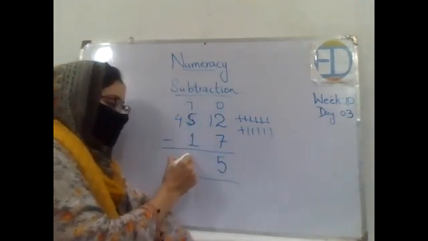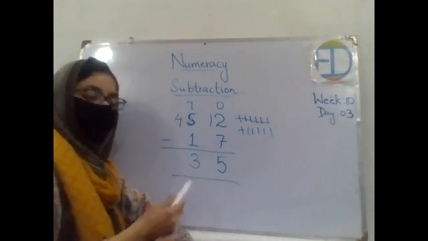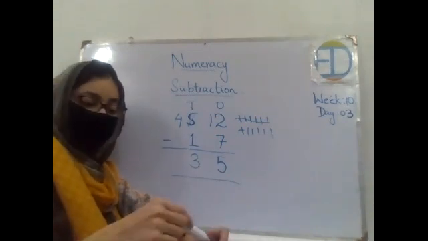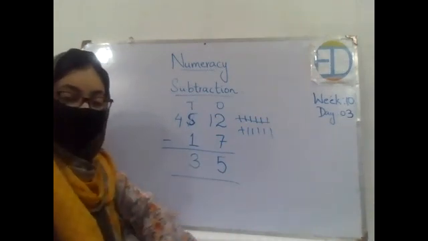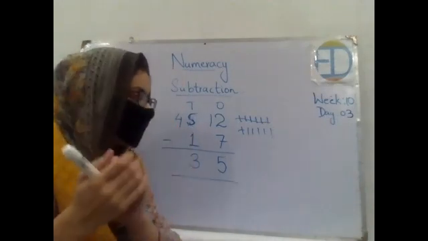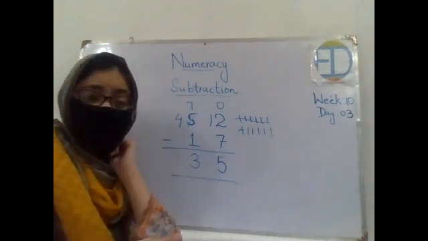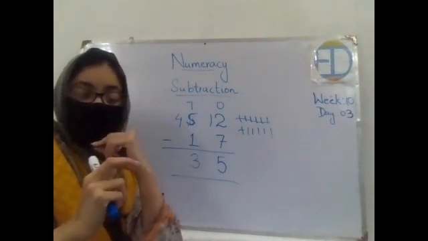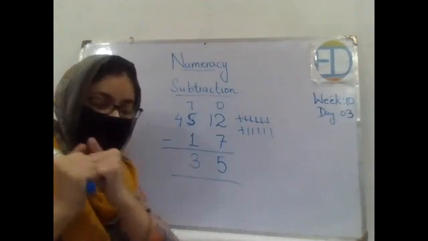And 4 minus 1 equals 3. So the answer is 35. Got it? This is how we practice subtraction with borrowing, right? Okay. Now, any confusion, anything that you didn't understand? Everything is clear? Okay, that's great.